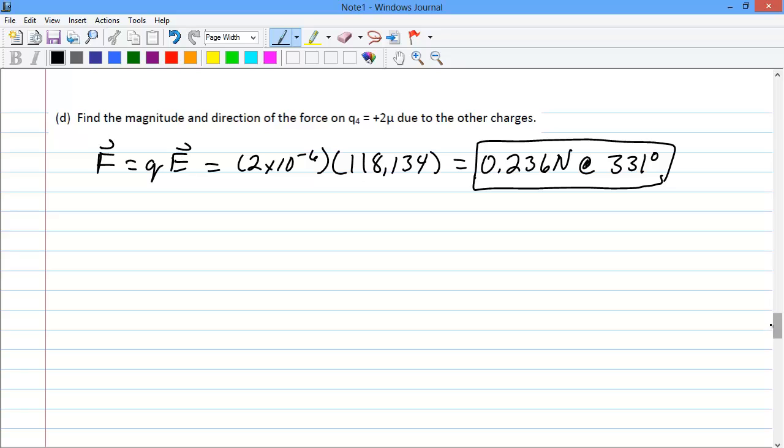And they point in the same direction because it's a positive charge. If, for example, Q4 had been negative, we would have to take that 331 and subtract 180, so they would be pointing in the opposite direction.